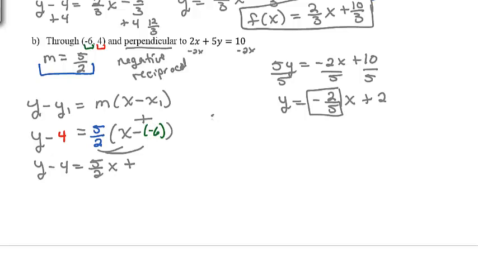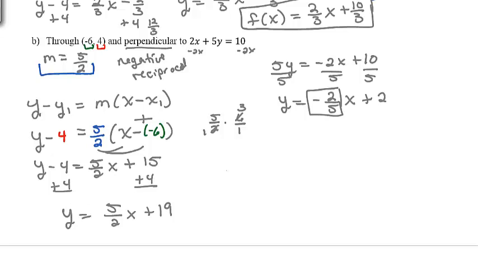And just over here on the side, we're going to do this 5/2 times 6/1. And 2 goes into itself once, and into the 6 3 times. So we have 5 times 3, which is 15. And then we're going to add 4 to both sides. And that gives us y is equal to 5/2 x plus 19. And then just replace the y with f of x. So f of x equals 5/2 x plus 19.